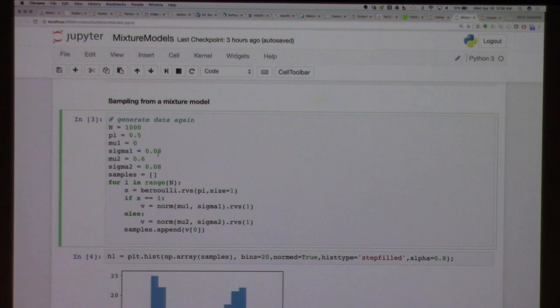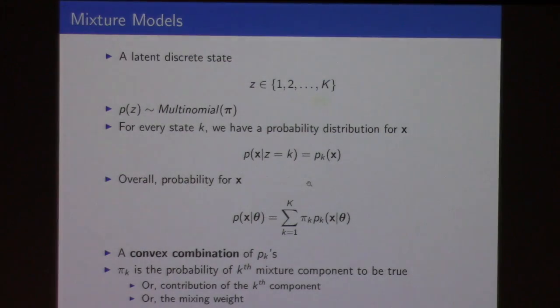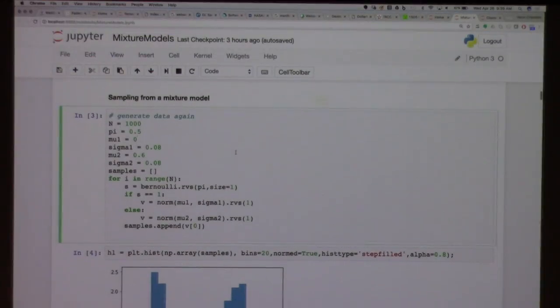And your x given z are Gaussians. So what we're going to do is simplify things. We are going to assume that x is just a scalar observation, a number, and x given z equal to k is just a univariate Gaussian. Which means that if k takes two values, you will need one parameter to represent p(z).